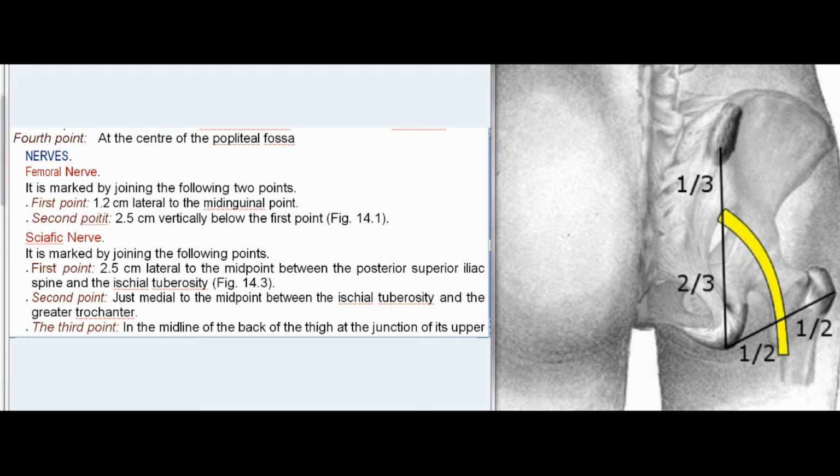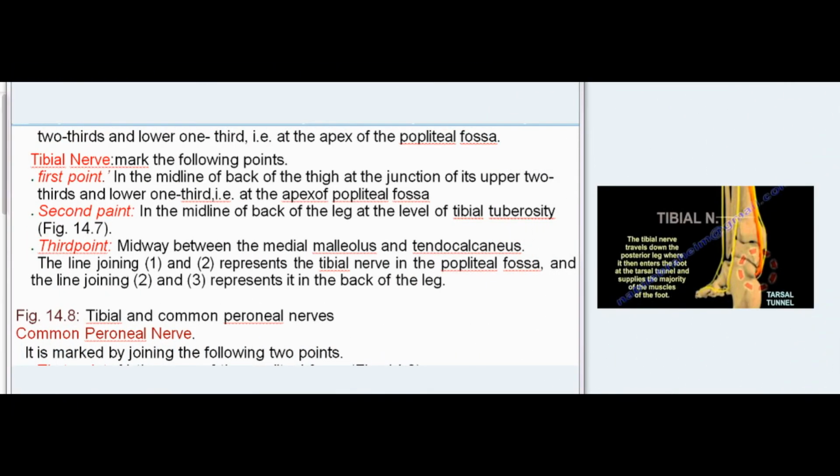Sciatic nerve. It is marked by joining the following points. First point, 2.5 cm lateral to the midpoint between the posterior superior iliac spine and the ischial tuberosity, Fig 14.3. Second point, just medial to the midpoint between the ischial tuberosity and the greater trochanter. The third point, in the midline of the back of the thigh at the junction of its upper 2/3 and lower 1/3, i.e. at the apex of the popliteal fossa.